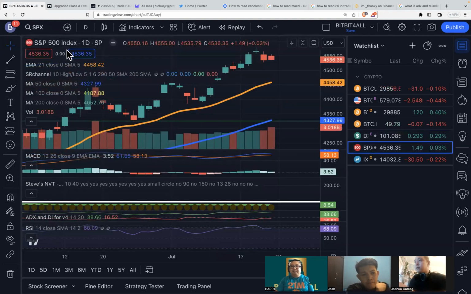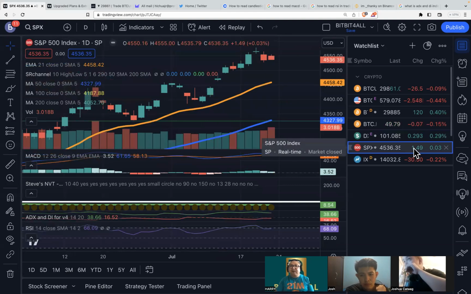This is the top 500 companies in the world. Okay? So this is your traditional market indicator.